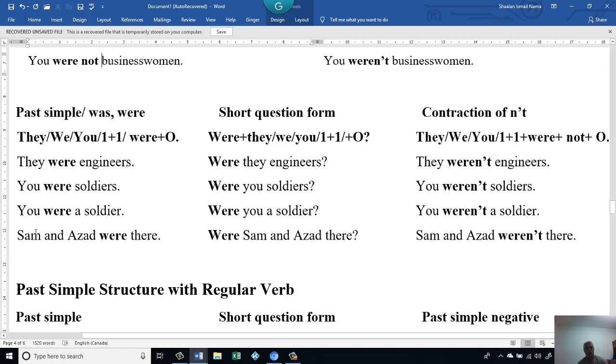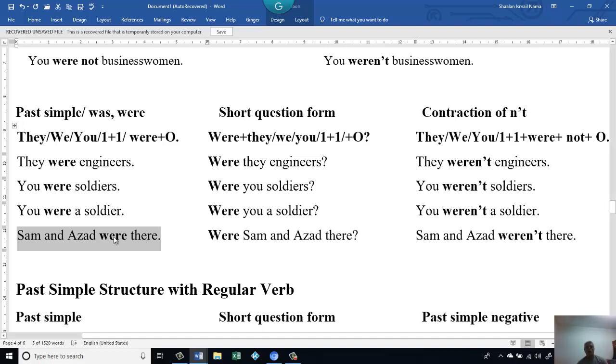If you look at the sentences here, Sam and Azad were there. Then we have two people. That's the reason we make this one were. Then we say, were Sam and Azad there? Or sometimes you could change it, and instead of Sam and Azad you could say, were they there? You could answer exactly, make a question, then you say yes they were or no they were not. Or you could say yes Sam and Azad were, or no Sam and Azad were not. Then here, the contraction.